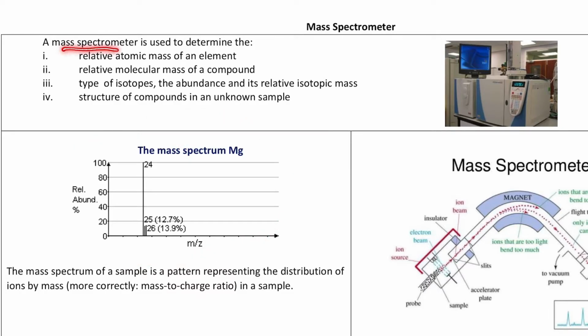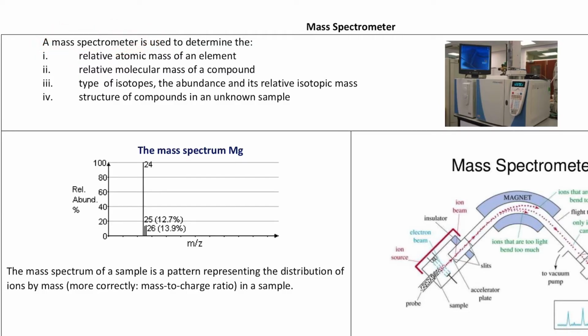So, mass spectrometer is used to determine the relative atomic mass of an element and relative molecular mass of a compound. Kan kita belajar, ada elemen ni ada mass dia. We call it atomic mass. So atomic mass tu kita dapat tahu dari mana? From mass spectrometer. And then for compound, kita tak panggil atomic lah, kita panggil molecular mass. Pun sama juga. Kita tahu dari mana? Kita determine dari mass spectrometer.